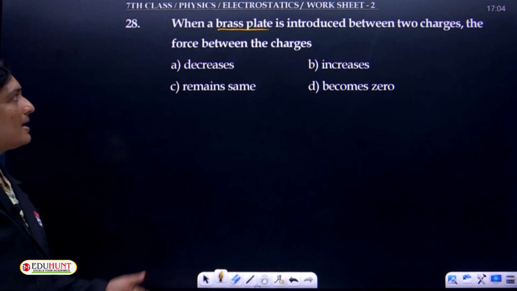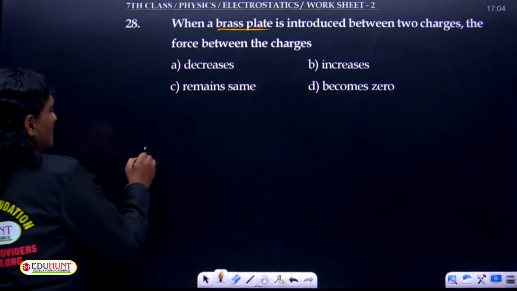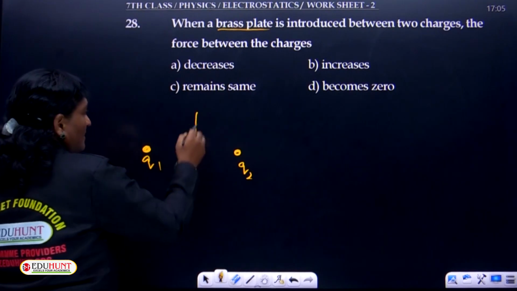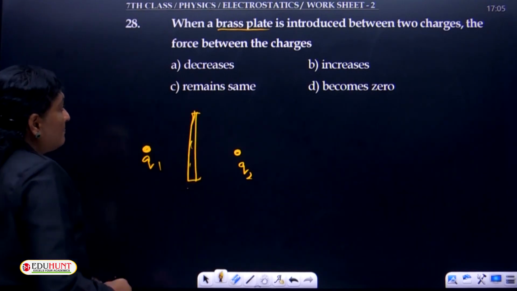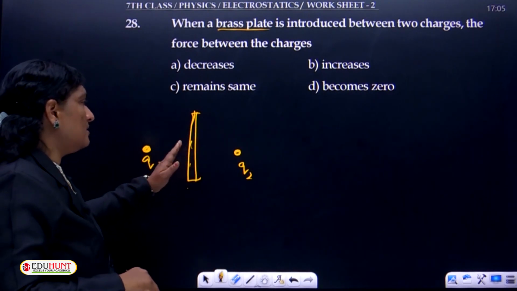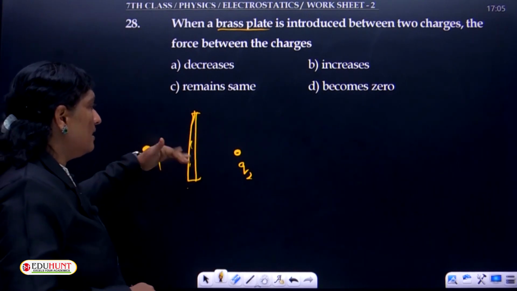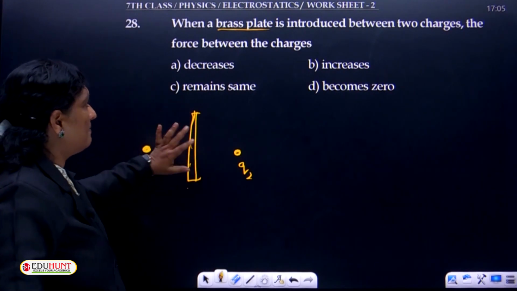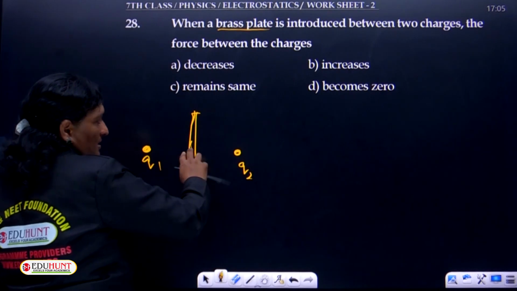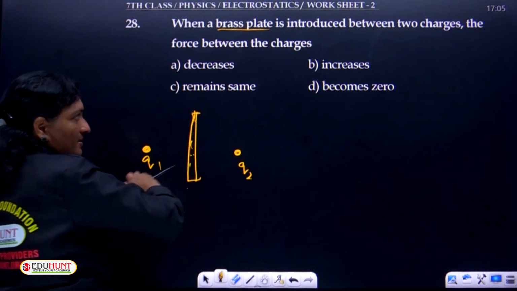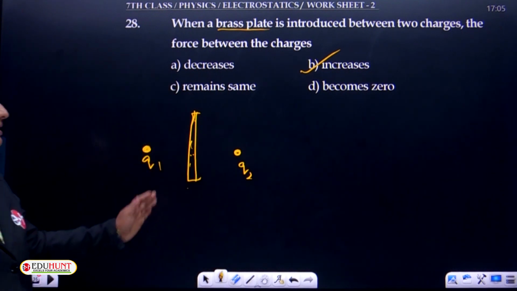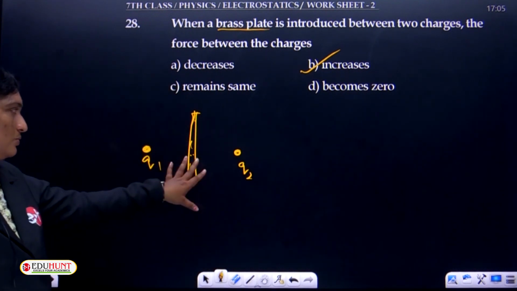So, whenever this brass metal plate is introduced between the 2 charges, whatever be the charges, then no doubt an opposite charge is induced in the plate. As a result, again some charge is created here, and here also some charge is created. As a result, the force will be increased. So, whenever a metal plate is introduced between the 2 charges, it increases.